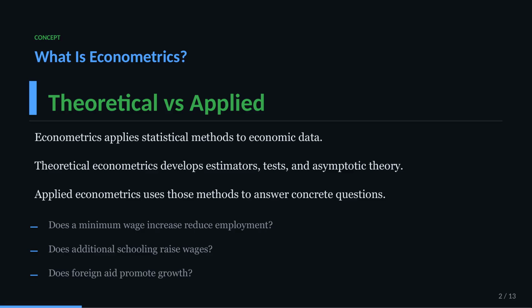At a basic level, econometrics means applying statistical methods to economic data. But that short definition hides an important distinction. Theoretical econometrics develops the tools, estimators, tests, asymptotic results, and the assumptions under which those tools work. Applied econometrics uses those tools to answer concrete questions.